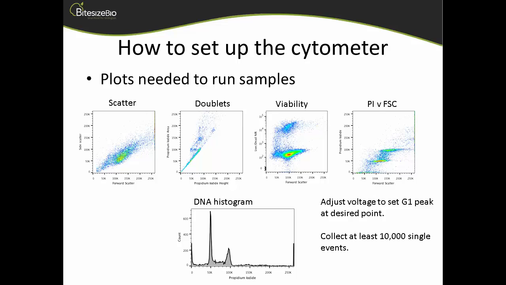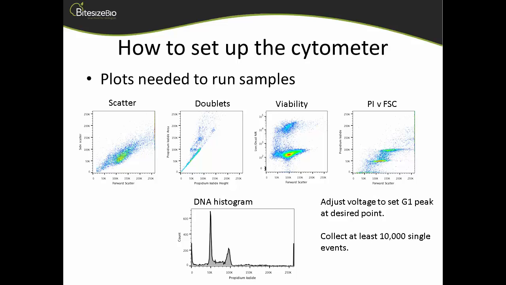And what I try to do is collect at least 10,000 relevant single events. I haven't shown any gating on here, but during the machine setup, I normally just set a single gate here to look at my single cells. And I acquire 10 to 15,000 of those if I'm just interested in the DNA content of the cells.